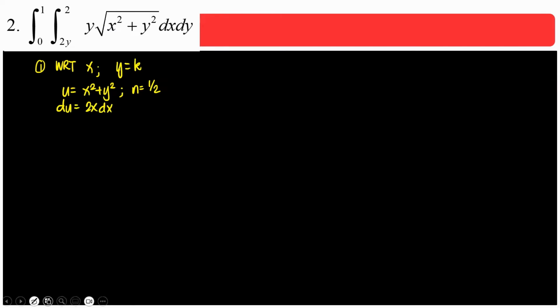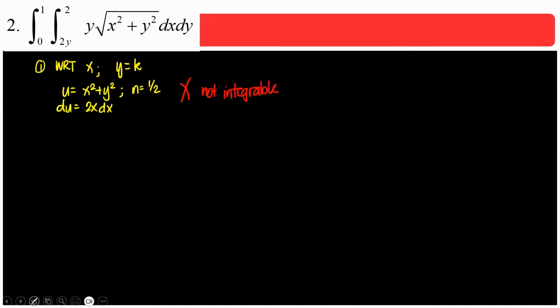Let's evaluate this. So here, it will be evaluated with respect to x. Therefore, y is to be given as a constant. If it's this case, let u be x squared plus y squared. n is 1/2. du would be 2x dx. Now, the question is, you have y outside, not x. So that means you cannot supply an x. This one is not integrable with respect to x.